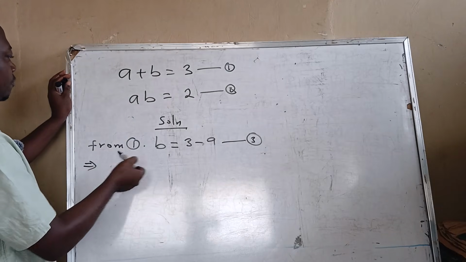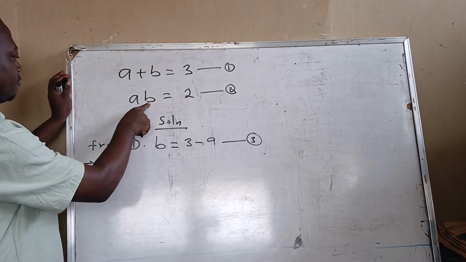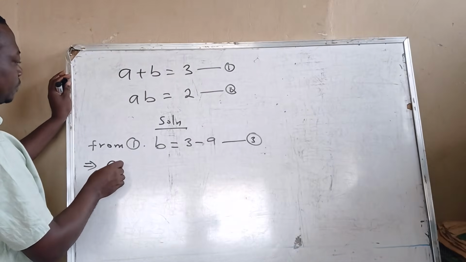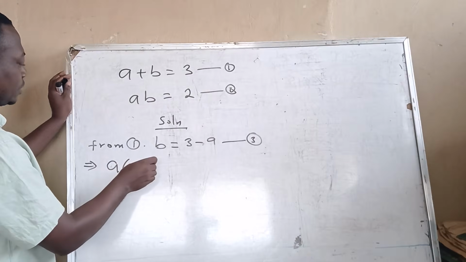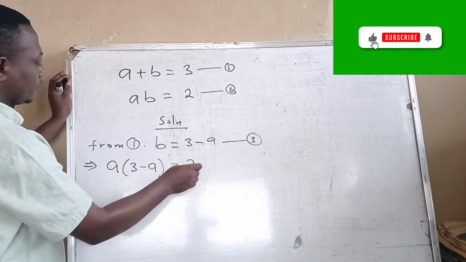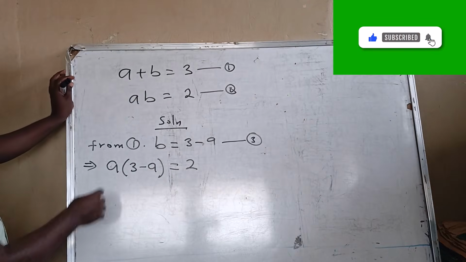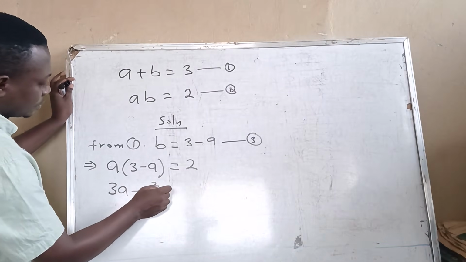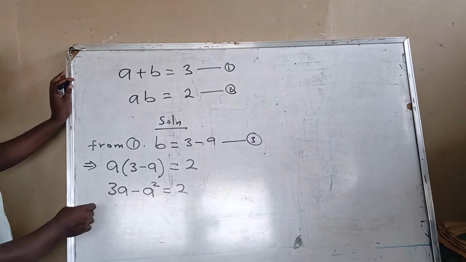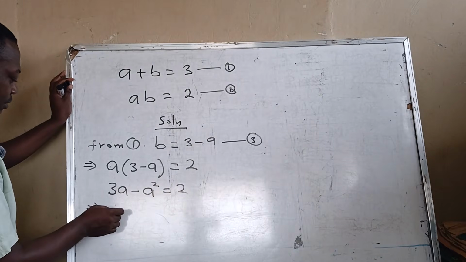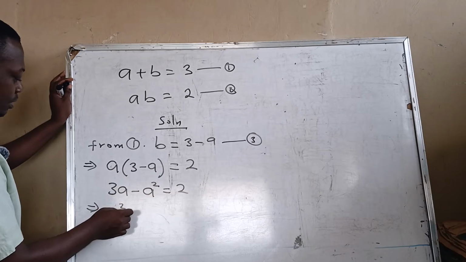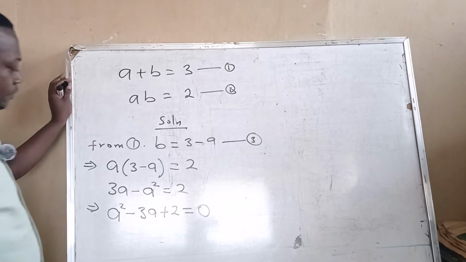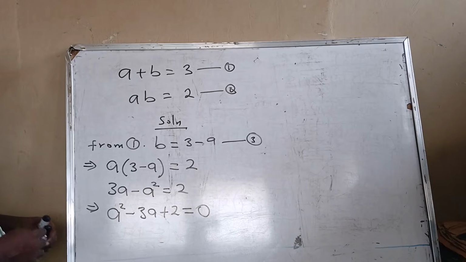If I plug in 3 minus a for b, we have a times (3 minus a) equals 2. So from here, 3a minus a squared equals 2. Let's arrange it: a squared minus 3a plus 2 equals 0. Now let's complete the square.